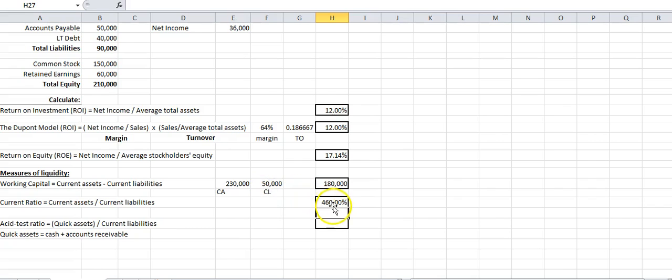Okay, so I have 460% more current assets than current liabilities. That's a pretty high ratio, right? Not sure if it's expressed. It could be expressed like this as well. The ratio 4.6 could also be the ratio. So the current ratio could be 4.6 in this case.